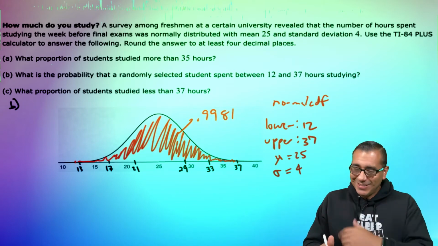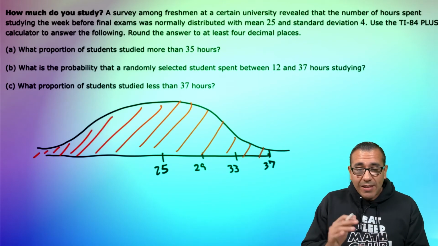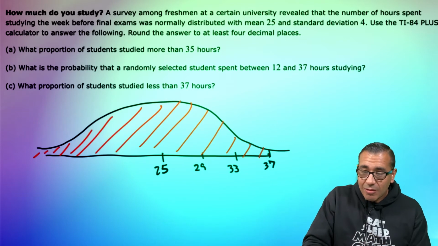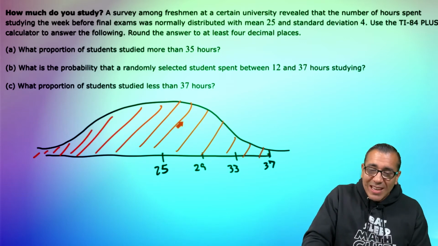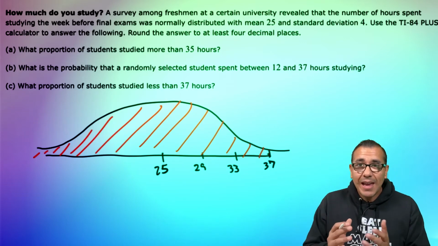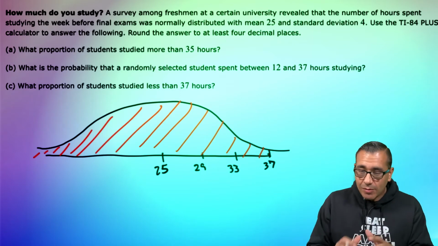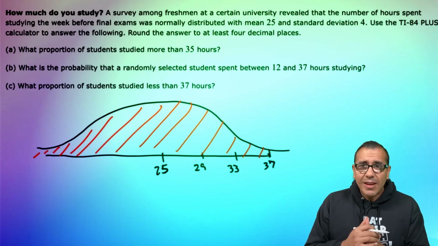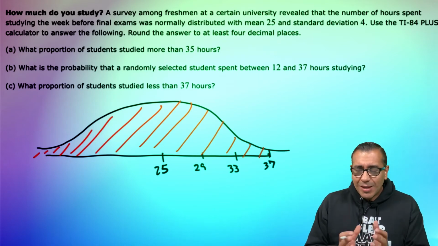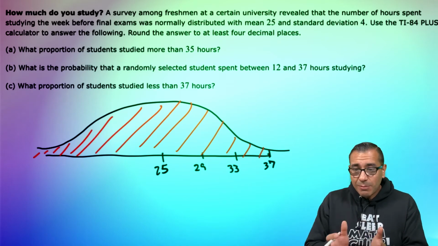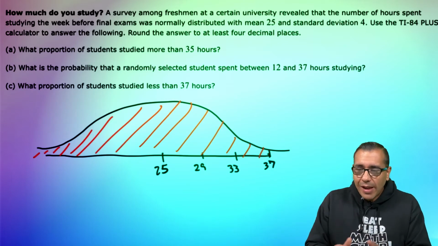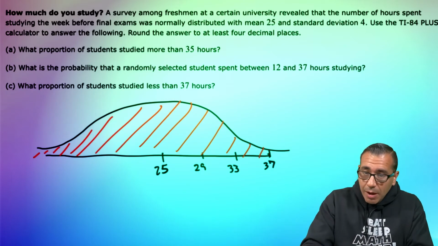Follow me. All right, part C here. Now they want us to look at the proportion of students that studied less than 37 hours. So there's 37, and I'm shading everything to the left, to the left, to the left. This looks like it's going to be pretty massive as well. By the looks of the graph, it seems pretty much just like part B, but let's get in here and verify. We're looking for that proportion.